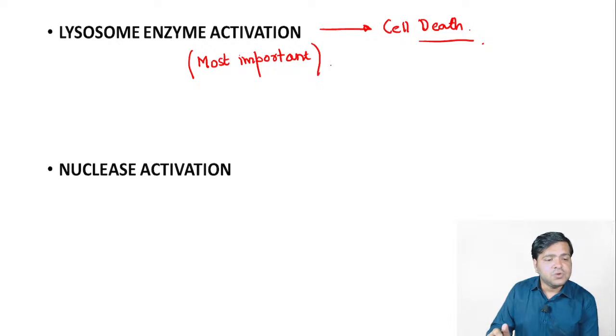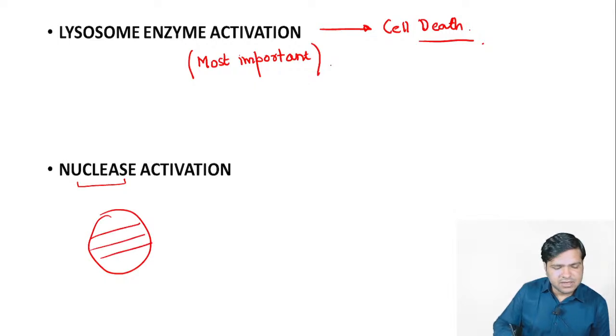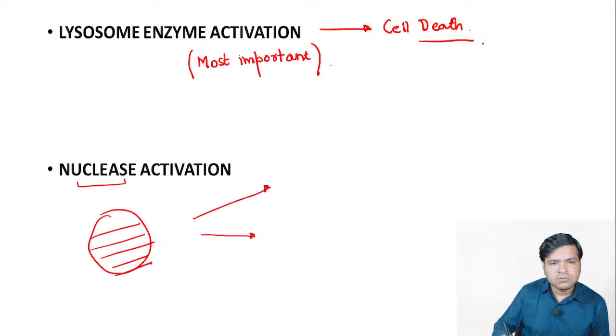Apart from that, we have nuclease activation. Now what is happening? You already know we have a nucleus, with a homogeneous appearance. Now this normal nucleus can manifest in three ways, three stages. The very first one that you will see is pycnosis.